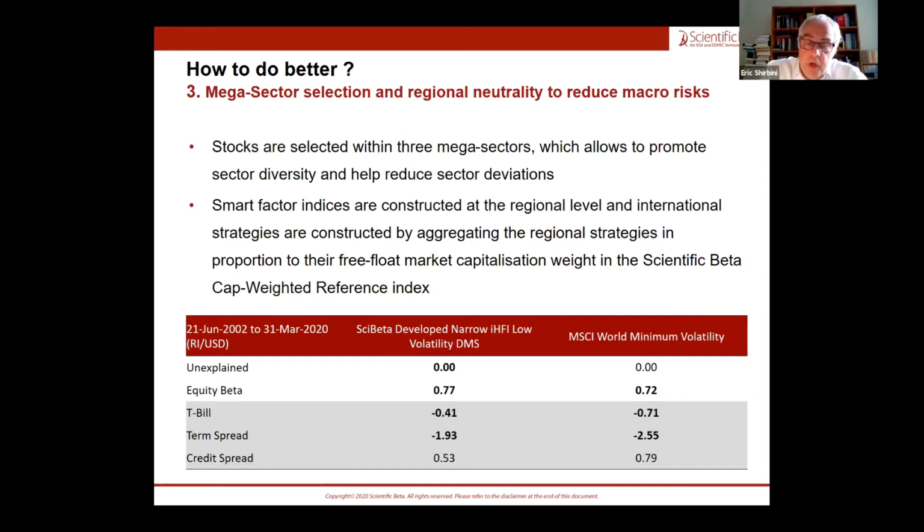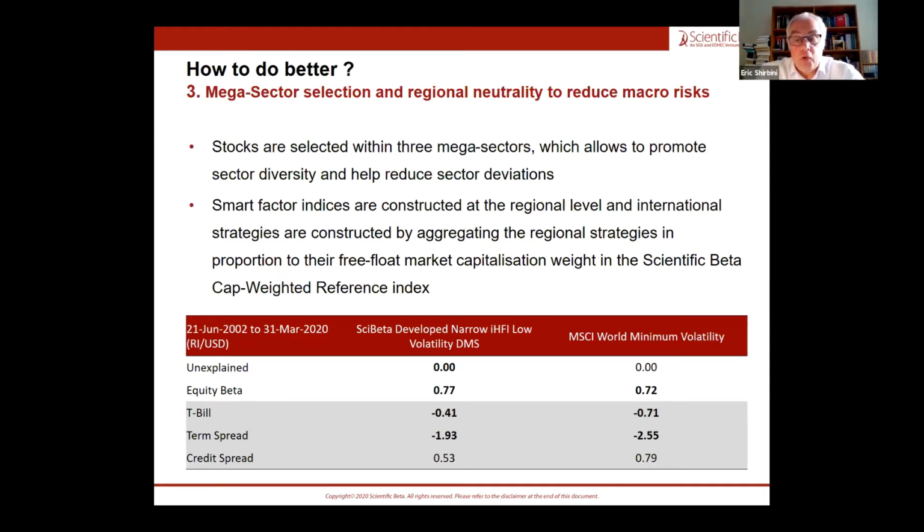And what we can observe from this table here is that by controlling for mega sectors and by controlling for regional risk, you end up with lower exposure to macroeconomic risk. Here we look at interest rate risk, and interest rate and credit risk, and you end up with lower exposure to both of those types of macroeconomic risk, which clearly can be important over the short term.